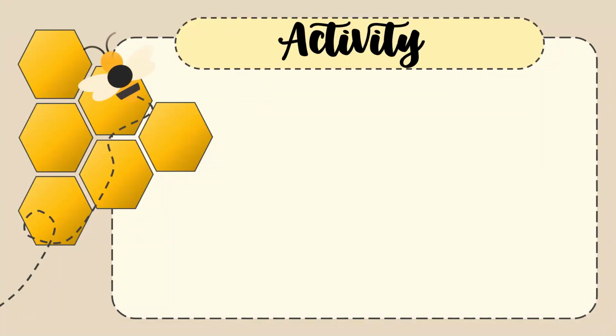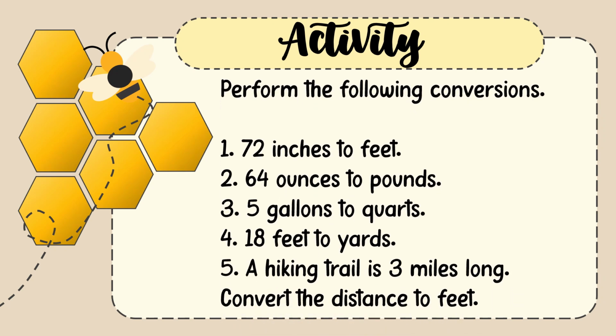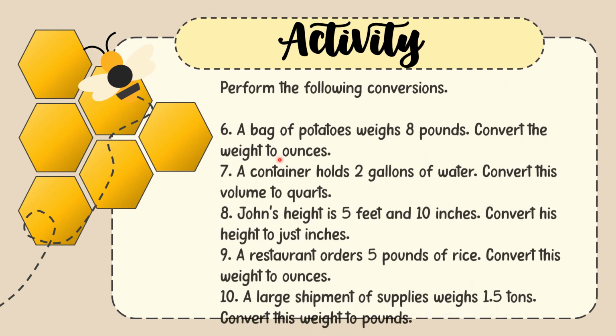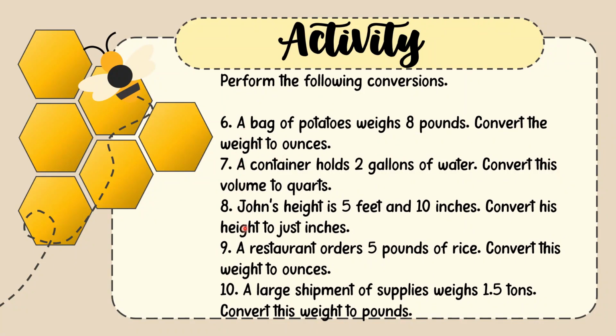Since we have shown different examples for our topic, conversions of English system, you may pause this video so you can answer the activities. So we have here perform the following conversions. Here we have numbers 1, 2, 3, 4, and 5. And here we have the numbers 6, 7, 8, 9, 10. Again, you may pause the video so you can read, understand, and answer each problem.